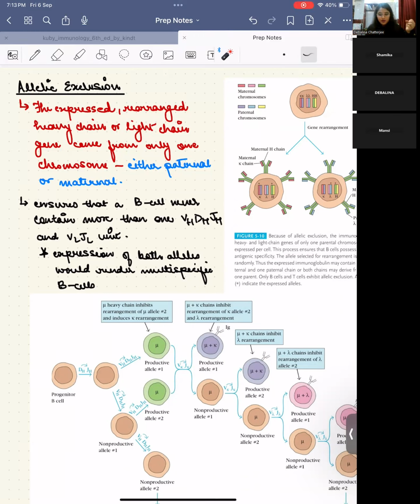So if it's impossible, the B cell will have antibody molecules which can recognize different antigens. But the body wants each B cell to be specific to one kind of antigen only. Why it is so, the reason behind this is not very well understood, but we do want the B cell to be monospecific. And that is why one of the alleles is always silenced.